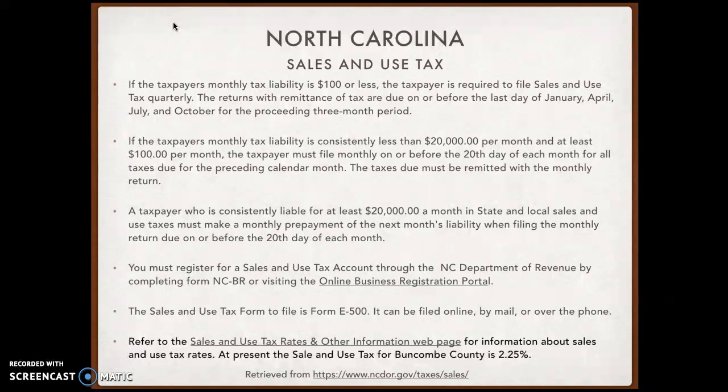You must register for a sales and use tax account through the North Carolina Department of Revenue by completing Form NC-BR or visiting the online business registration portal. The sales and use tax form to file is Form E-500. It can be filed online, by mail, or over the phone. Refer to the sales and use tax rates and other information webpage for information about sales and use tax rates. At present, the sales and use tax for Buncombe County is 2.25%.